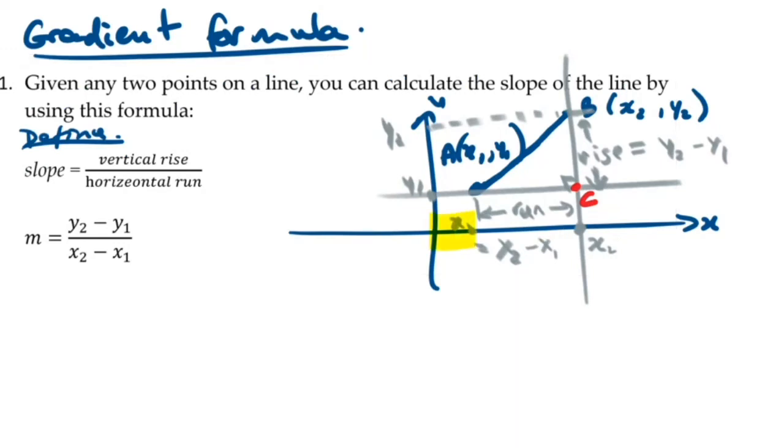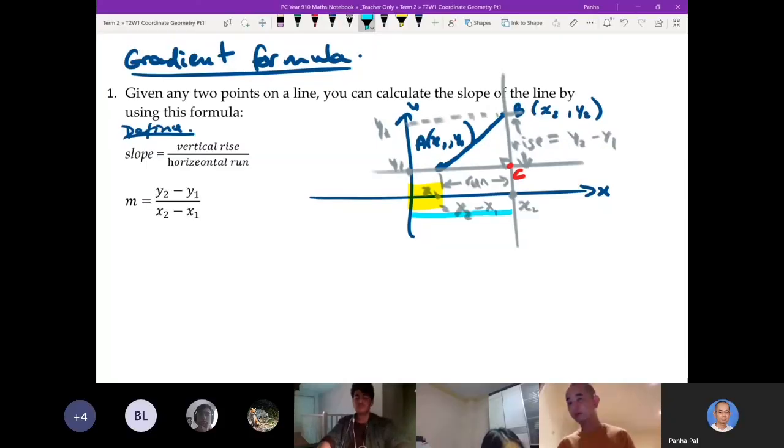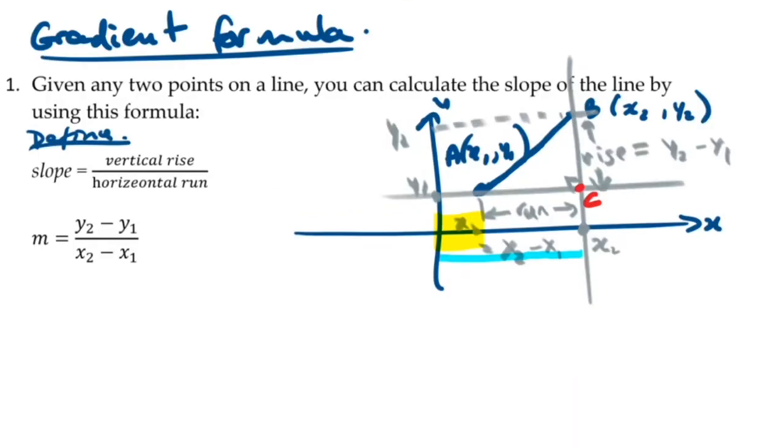x1 is there. x2 is there. So the run distance is the blue distance minus the yellow distance. Do you understand that? Yes. And that's how we got this run distance here.